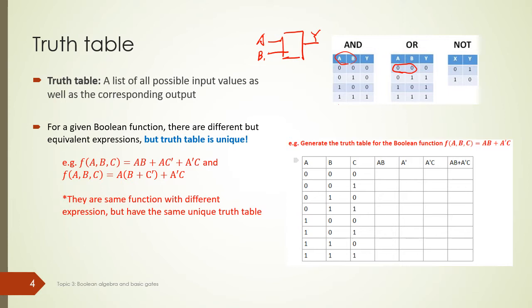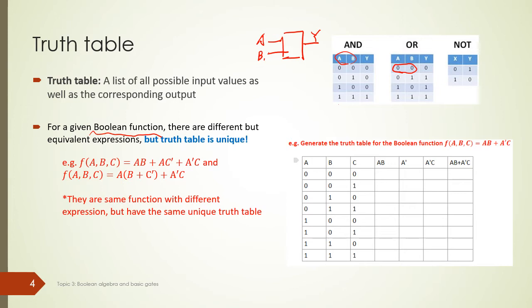But before that, you should also know that for a given Boolean function, we have different ways to represent it using an expression. So we have different expressions to represent the same Boolean function. But no matter how we manipulate or change the expression, the truth table is always unique. Like I said again, the truth table is the most important thing. It tells everything about your system.